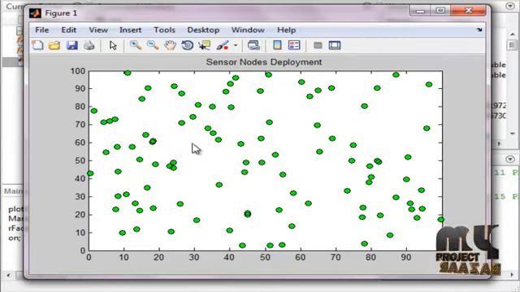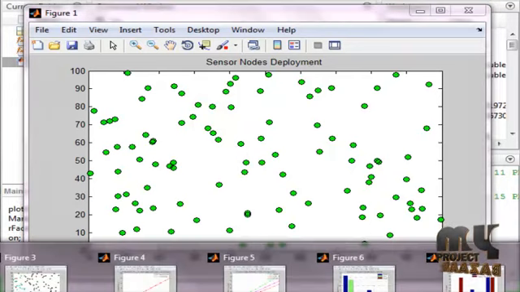The green points declare there are 100 nodes, so that is the sensor node deployment. The x-axis is 0 to 100, and similarly the y-axis is also 0 to 100. So this figure shows the deployment of the 100 nodes in the system.